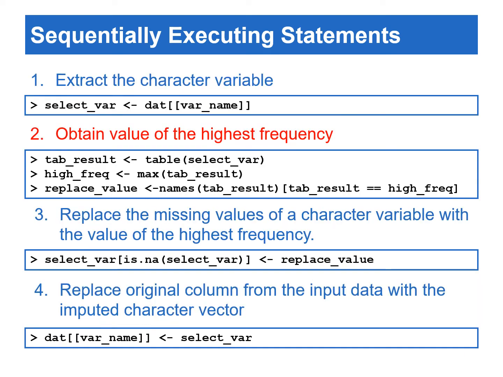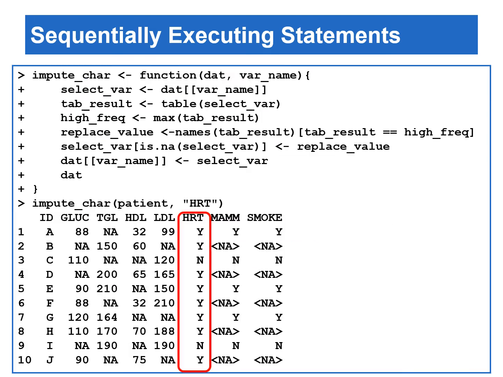Now, let's complete all the testing code. As you can see, these commands are like what we wrote for imputing a numeric variable, except for the second step, which is to obtain the value of the highest frequency. Other steps are the same. Here's the final version of the function to impute the character variable. Later, we will learn how to write one single function to impute either a numeric or a character variable.